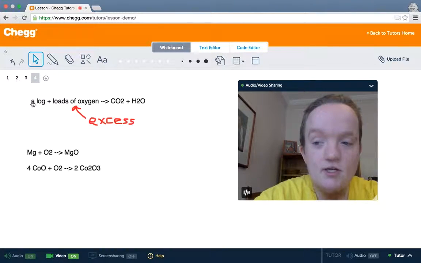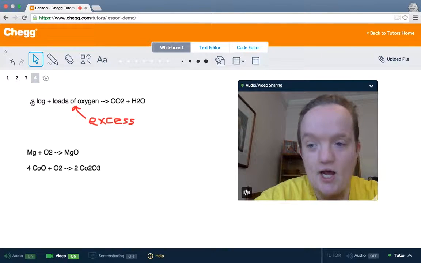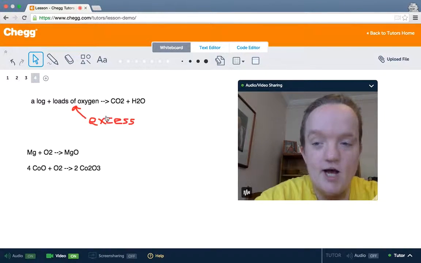So in this case, we're taking a log, which is just a form of carbon. We're burning carbon, and you add loads of oxygen to form carbon dioxide and water. This oxygen is the excess reagent. You have too much of it compared to the log. The log is gonna all be used up in this bonfire. The oxygen is not all going to be used up. It would be pretty impressive if we used up all the oxygen in the atmosphere for a bonfire.